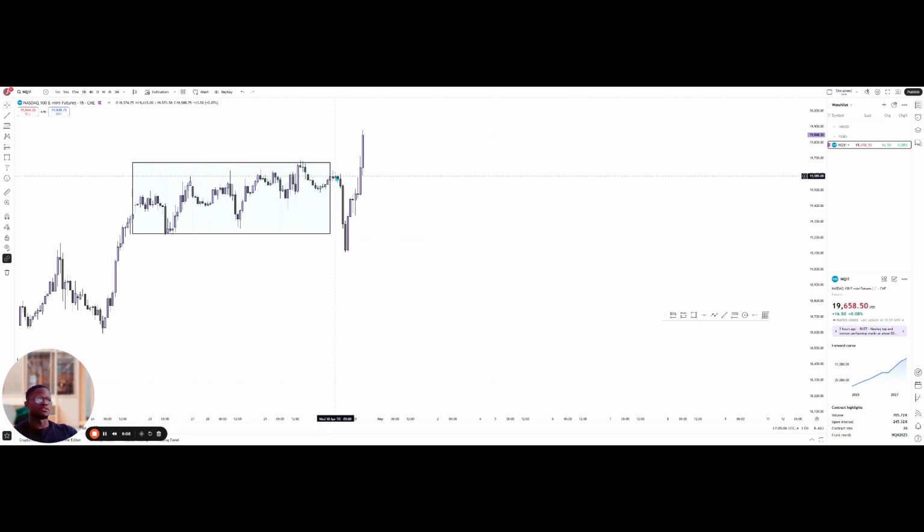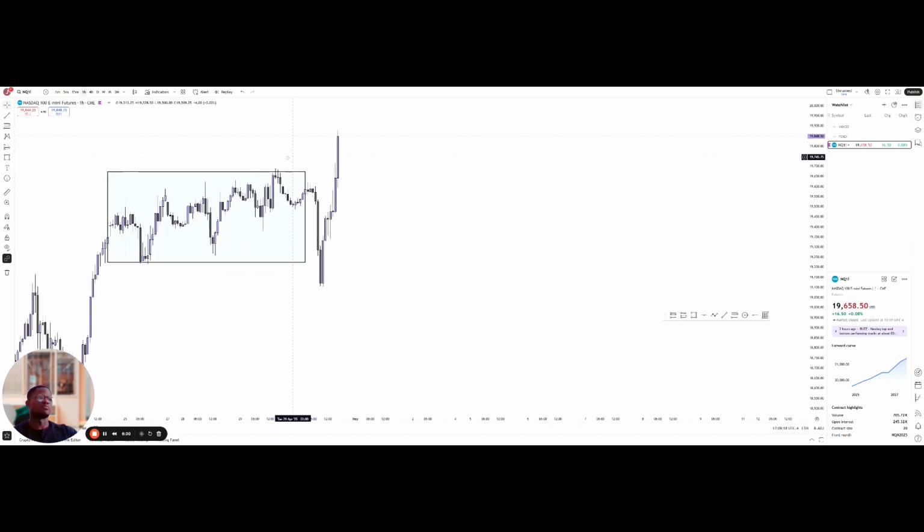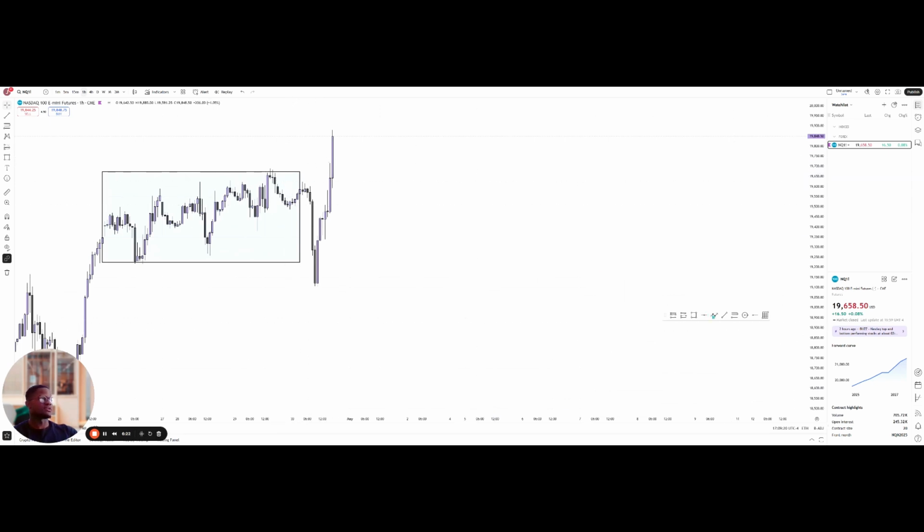But what you should pay attention to is the fact that it broke out of this range. This is likely manipulation, this little downswing here. And then it shot back up, giving us a lot of bullish momentum. Now, this isn't a trend. It looks like it's about to be a trend. But as of right now, this is just 2 points on the chart. So I'm not going to call this a trend.